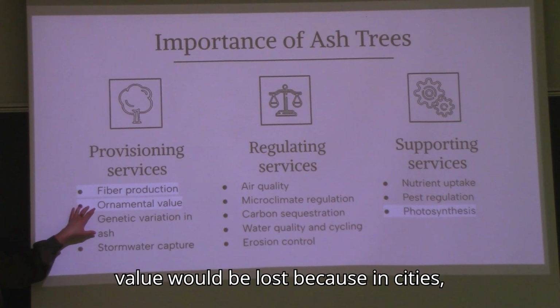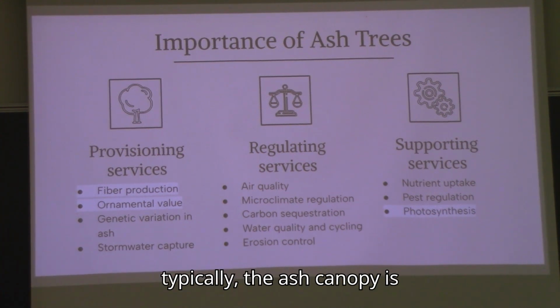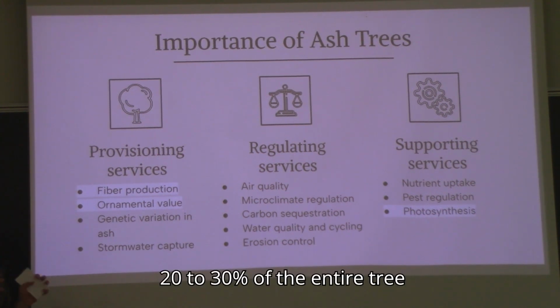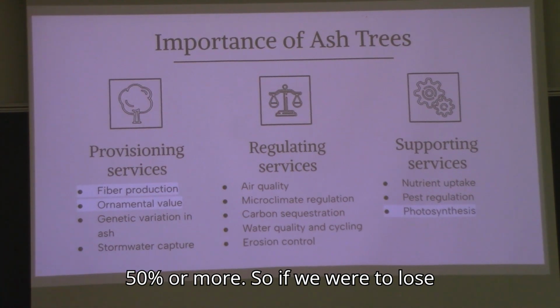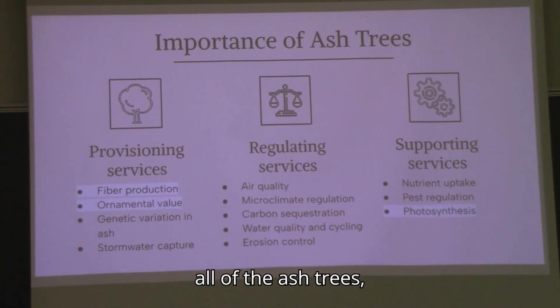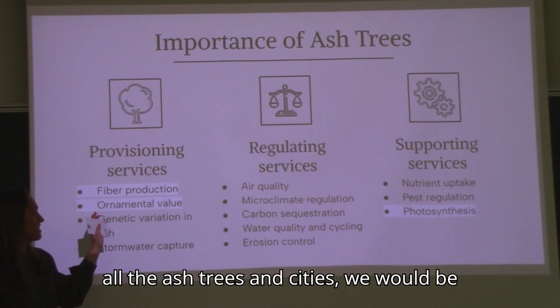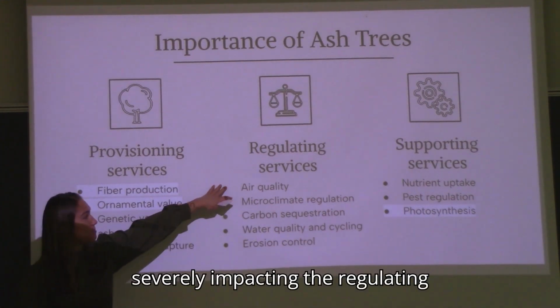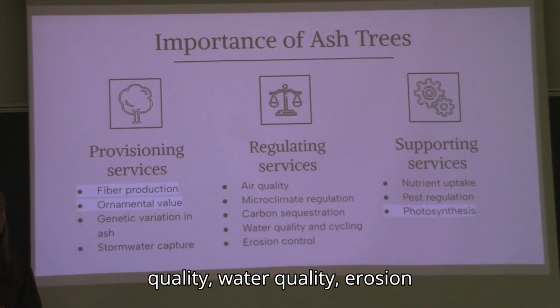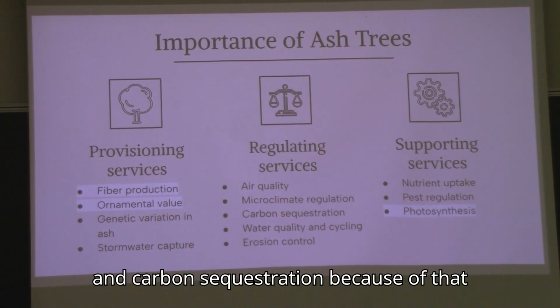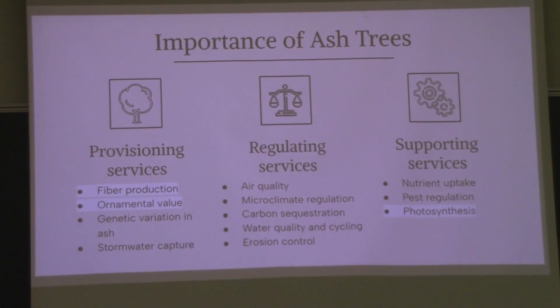And then ornamental value would be lost because in cities, typically, the ash canopy is 20 to 30% of the entire tree canopy. And sometimes it even gets up to like 50% or more. So if we were to lose all of the ash trees in cities, we would be severely impacting the regulating services that the ash trees provide. So you'd have more problems with air quality, water quality, erosion, and carbon sequestration because of that general loss in photosynthesis.